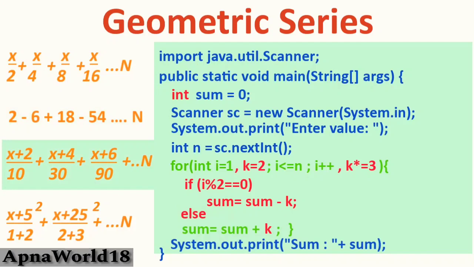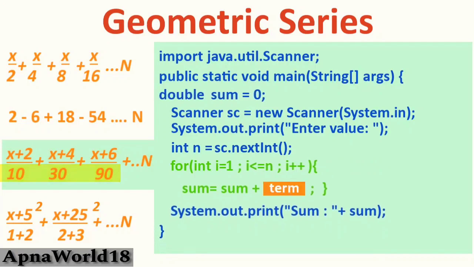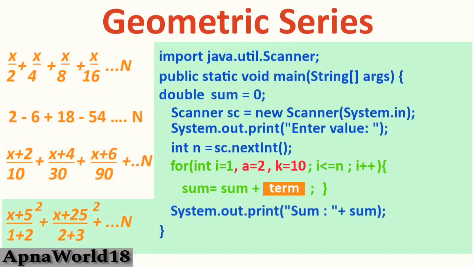Now this one has two series. One is an arithmetic series in the numerator and a geometric series in the denominator. How do we solve this? We will start with our template, and what we will do is take two variables in the for loop. One a, which we will initialize to 2, and k, which we will initialize to 10. We will add a plus equal to 2 for the arithmetic series and k multiply equal to 3 for the geometric series.